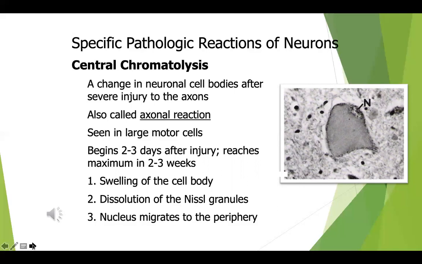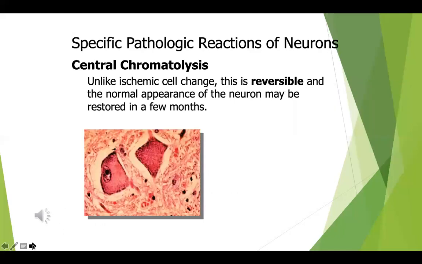This usually happens 2 to 3 days after injury and reaches maximum at 2 to 3 weeks. This is usually demonstrated in large motor neurons, and it is also called axonal reaction. Unlike ischemic cell change, this can still be reversible, and the normal appearance of the neuron may be restored in a few months.